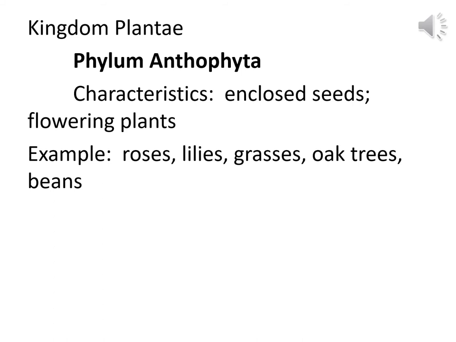Lilies would be in phylum Anthophyta. The characteristics are enclosed seeds and flowering plants. These would include things like roses, lilies, grasses, oak trees, beans, all sorts of different things. We're concentrating on the lily because that's the one on the chart. But if you think about an apple, there are seeds on the inside of the fruit. That would be the enclosed seeds that we're talking about. A lily flower would obviously be a flower.